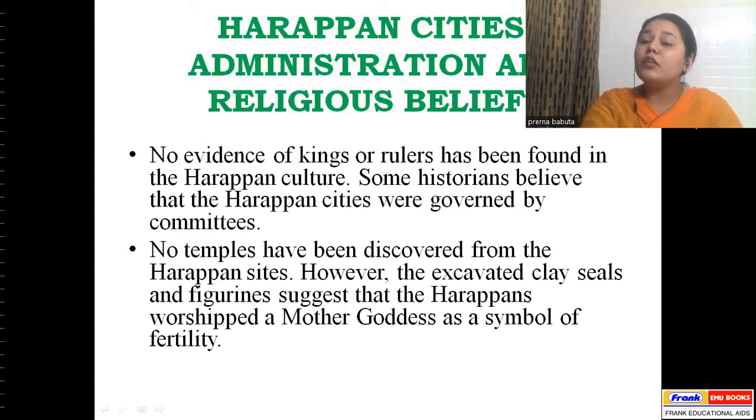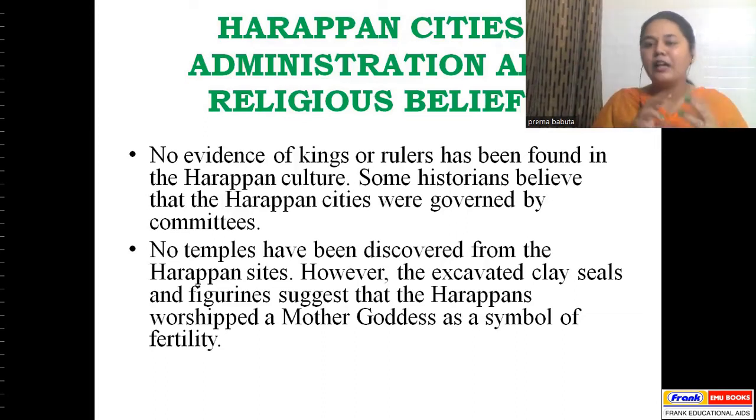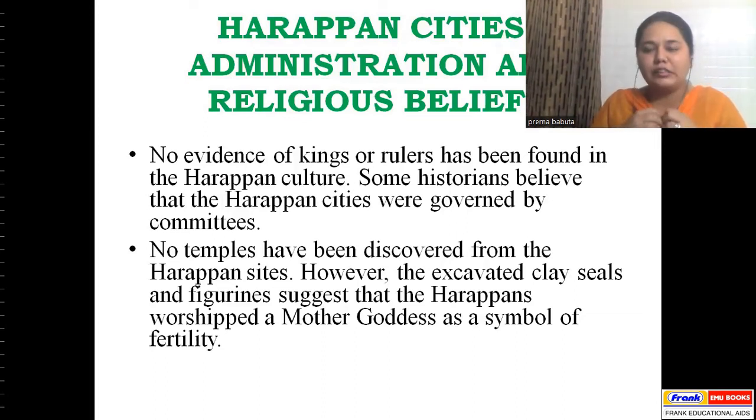And how was the religious life? Remember, we studied that in the early Stone Age, man worshipped all elements of nature: earth, moon, sun, because there was also fear of natural disaster. So he prayed, he worshipped all of these. What about the people of the Harappan civilization?